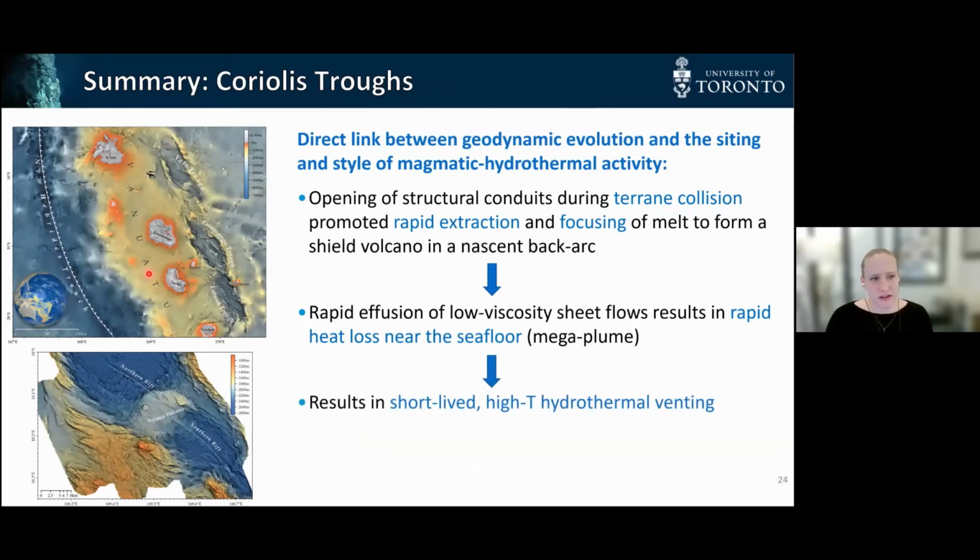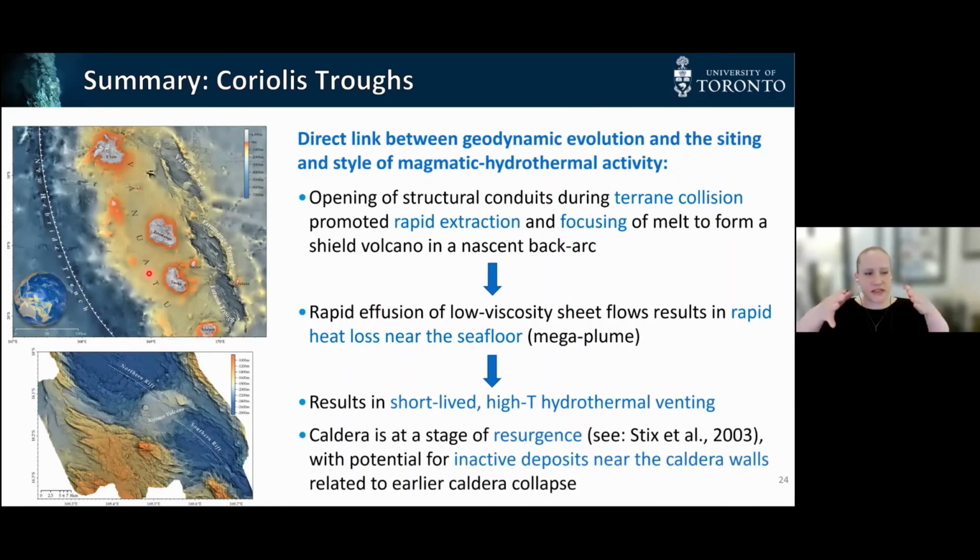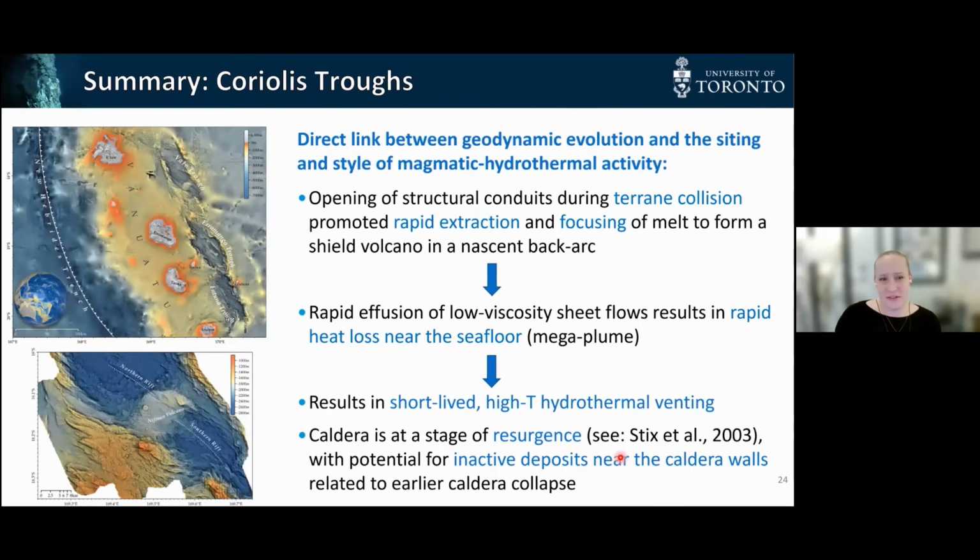So we can also think of this in terms of the different stages of caldera collapse. So right now, the caldera is at a stage of resurgence. So that means that all of the activity is focused in the central part of the crater. Whereas if we have an initial stage related to caldera collapse, that's more likely to form the larger deposits around the caldera margins. And there's a really great paper by John Stix et al. in 2003 that walks through that. So now I'm going to move on and go to the northern back arc.